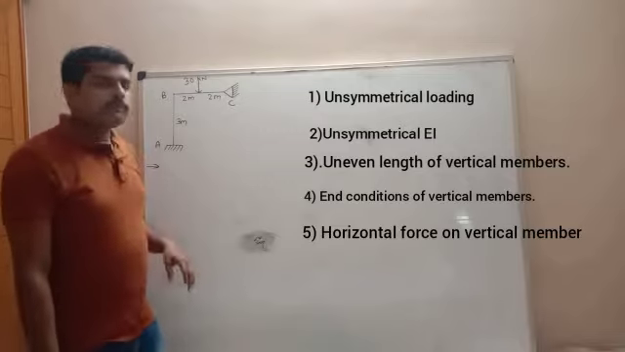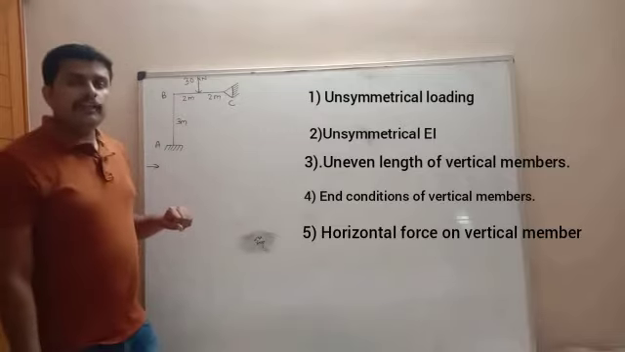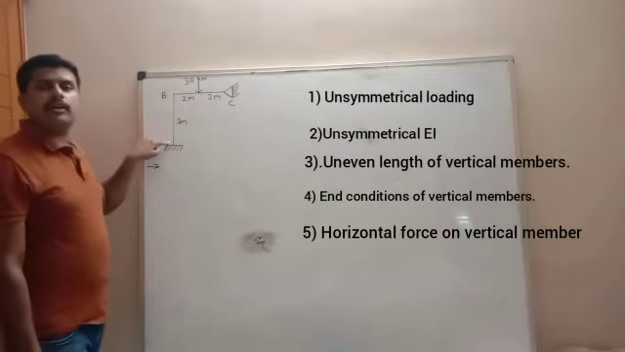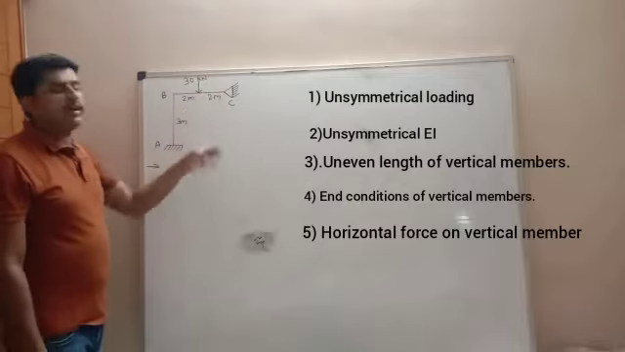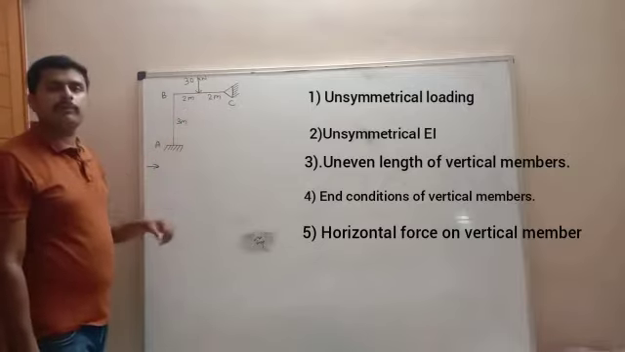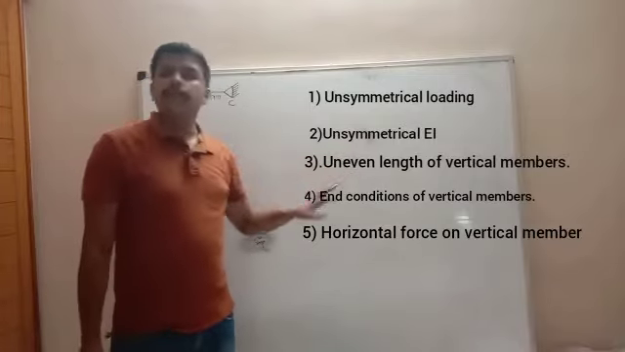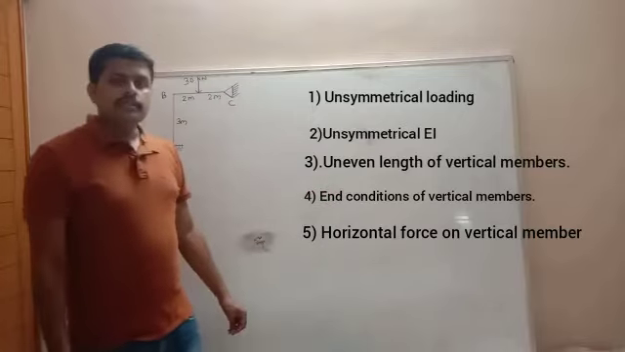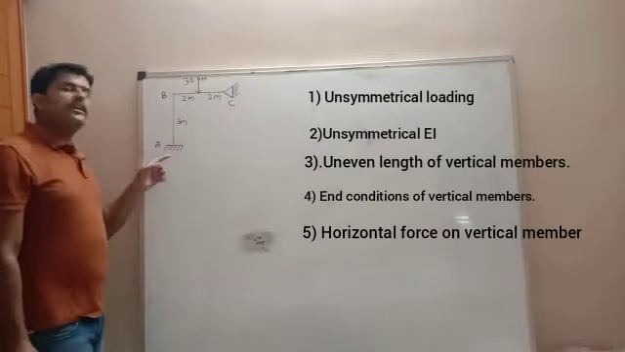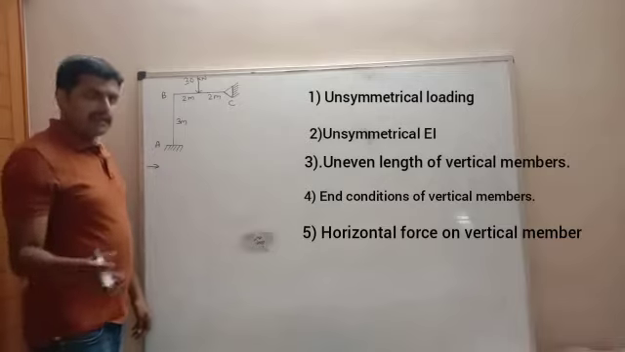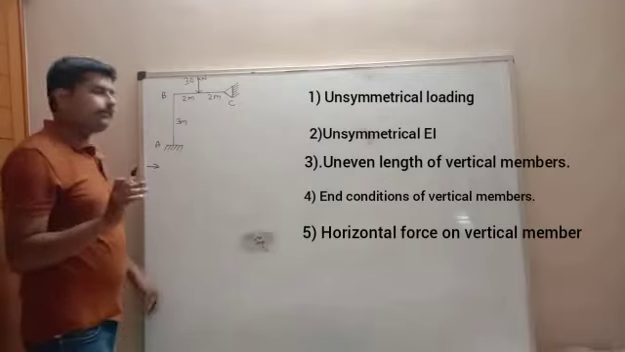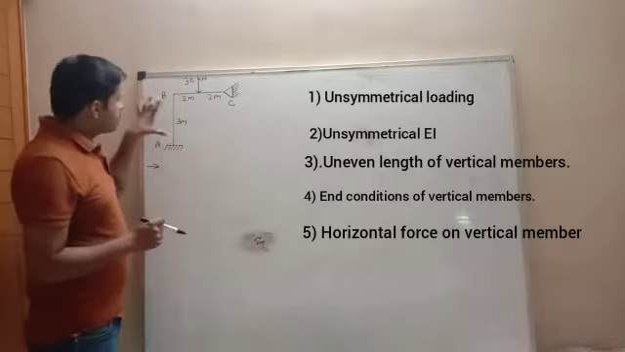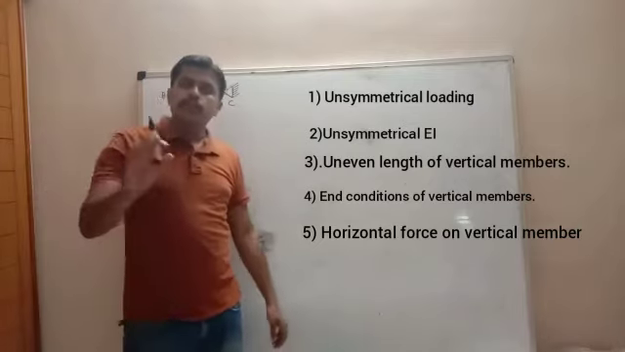The third is to check the length of vertical member. In this example there is only one vertical member. There is no other vertical member present in the given problem. Hence point number 3 is also not valid. Point number 4 is to check end conditions of vertical member. This is similar to point number 3. That is, here there is only one vertical member. Hence point number 4 is also not valid.